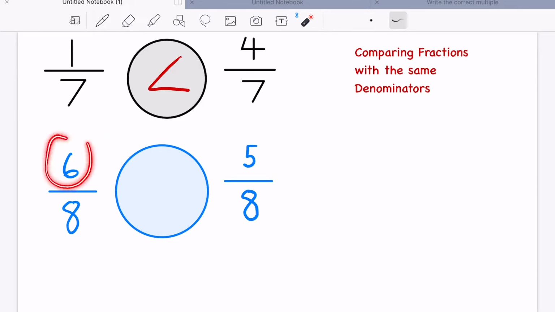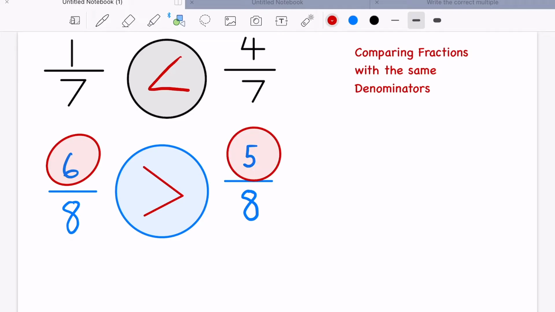So which is bigger, 6 or 5? 6 is bigger, right? So we have to write it like this. So that's how we'll write when we compare fractions. So the most important part about comparing fractions with the same denominators: we have to look at the denominator, make sure it's the same. Then we compare the numerators.